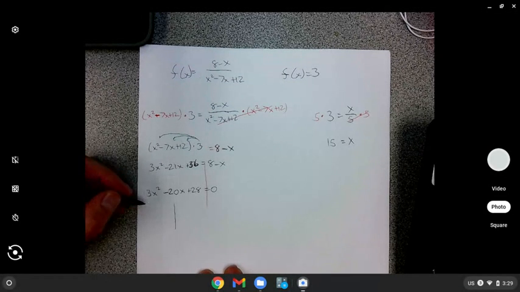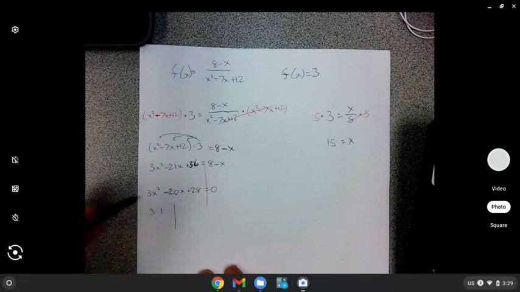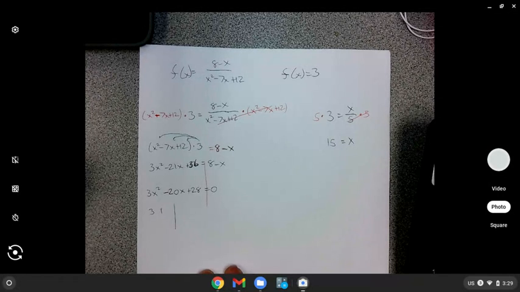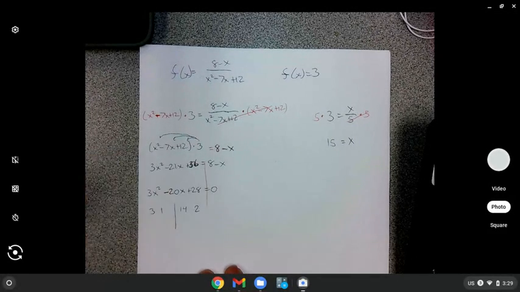I'm going to ignore the middle number. I'm going to find two numbers that multiply to 3, and two numbers that multiply to 28. Probably should have had this ready ahead of time. Let's go with 14 and 2. I think 14 times 2 is 28.